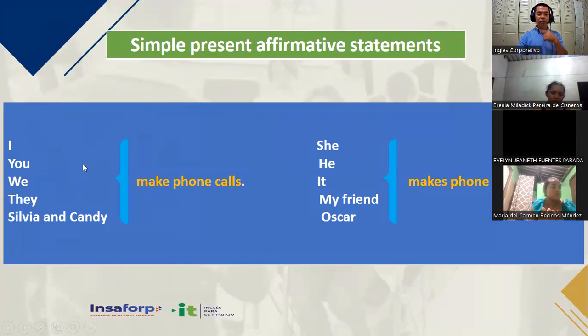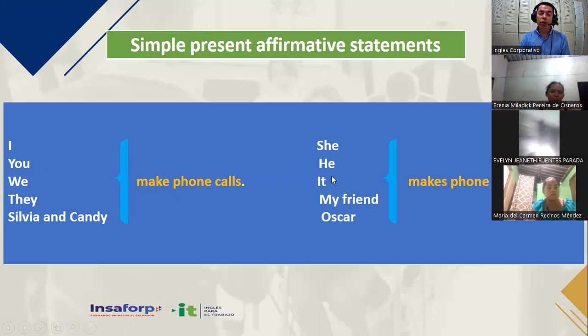Now, here we have some examples of the simple present in affirmative. I make phone calls. You make phone calls. We make phone calls. They make phone calls. Sylvia and Candy make phone calls. Maria and Erenia make phone calls. Now, third person singular, we say, she makes phone calls. He makes phone calls. It makes phone calls. My friend makes phone calls. Oscar makes phone calls. William makes phone calls. Wilmer makes phone calls, etc., right? Notice: subject, verb, and complement.